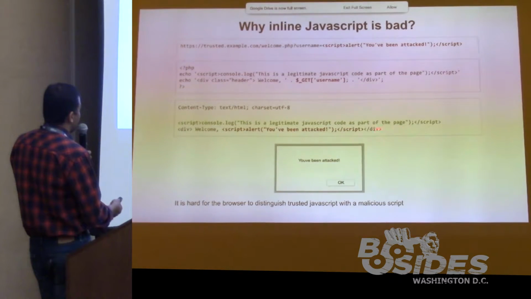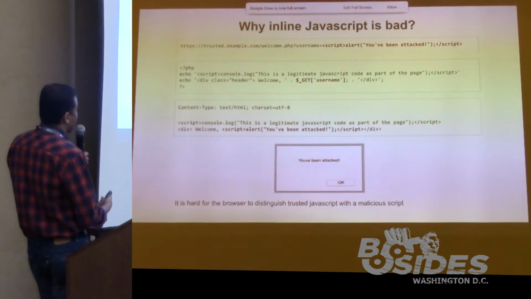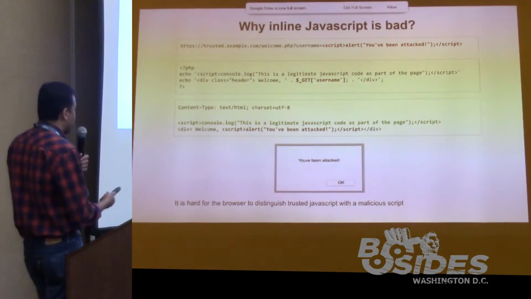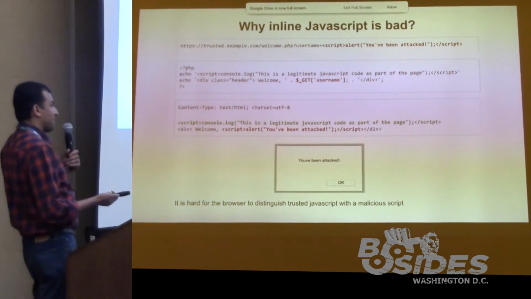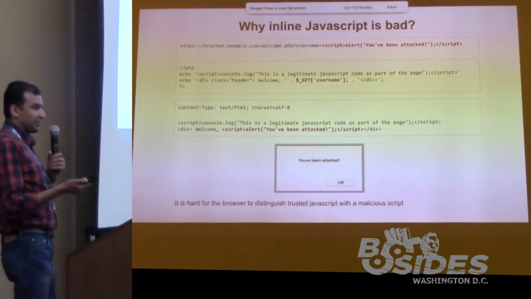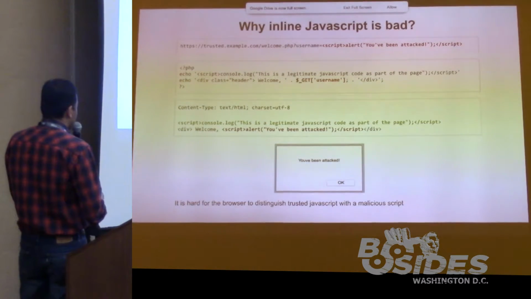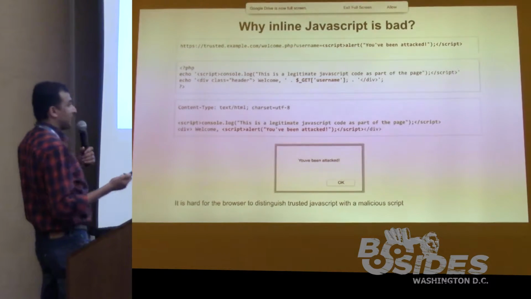Now here is the HTML file generated by the PHP script, which gets loaded into your browser. Now you see how the browser can identify a legitimate JavaScript from an injected JavaScript. It is almost impossible to identify unless you give some clue, correct? So that's a problem with the inline JavaScript.